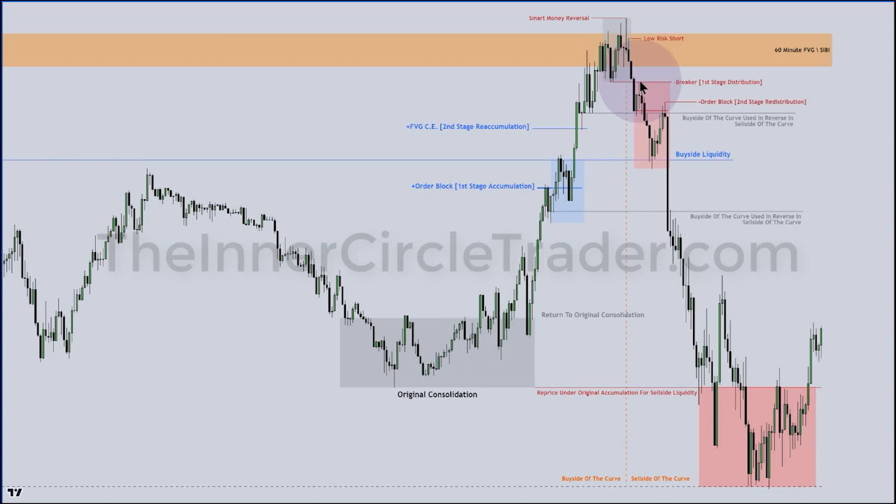So you want to wait for the smart money reversal. You want to see a low risk short. Does it show a willingness to want to run away? Wonderful. That's tape reading. Now you have a fair value gap and you have a breaker. Trades up into it, go short. That's your first stage distribution. Does it break lower? Yes, it does. Then it does what? It trades back to where we had buy side outlined.